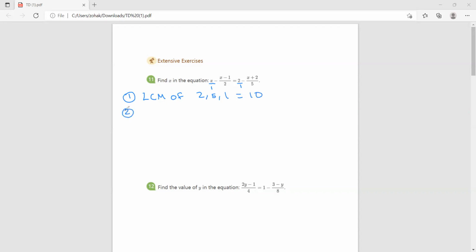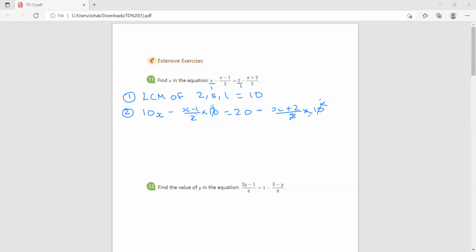Then our second step is to multiply each term in the equation by 10. So we're going to be multiplying (x - 1)/2 by 10, that becomes 10x. Then 2 over 1 multiplied by 10, which we know is just 20, minus (x + 2)/5 multiplied by 10. Now, we can simplify a lot of this, so that will just become 5, and this will just become 2.